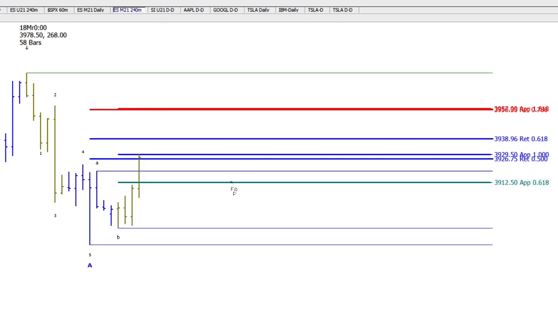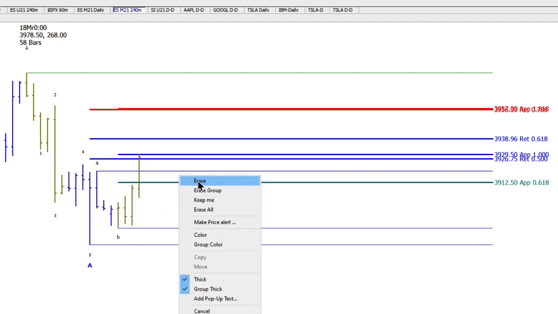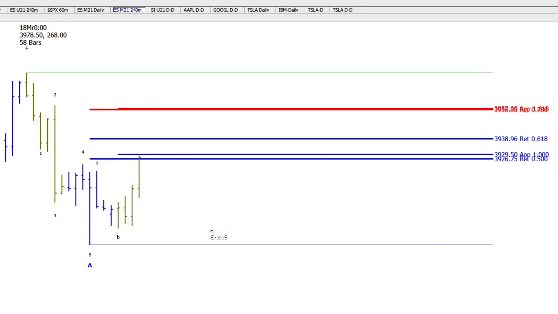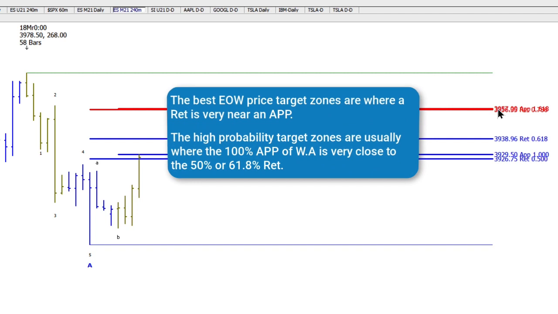Well, the 62% alternate price projection, of course, doesn't even come above the wave A high because this little wave B correction was so steep. So we can erase that, of course. Let me just clean the chart up here. So we have a pretty narrow range of the 50% retracement and the 100% alternate price projection of the wave A. And then up above the market, overlapping so close that we can't even read the numbers really, it's around 39.56. That was the 78.6% retracement and the 162% alternate price projection.